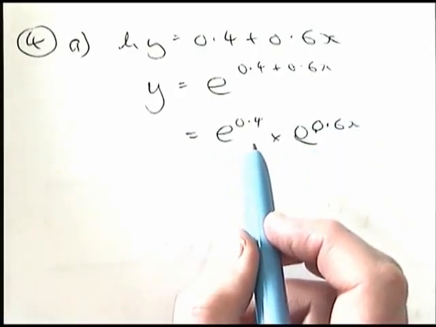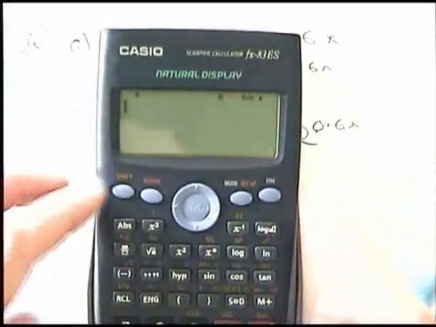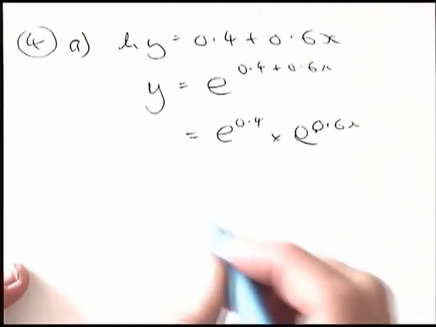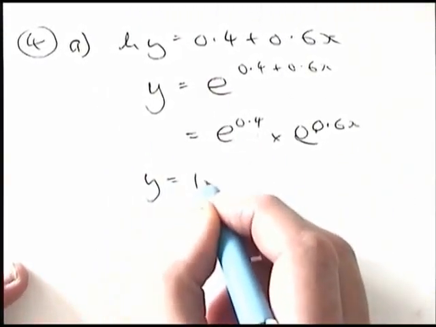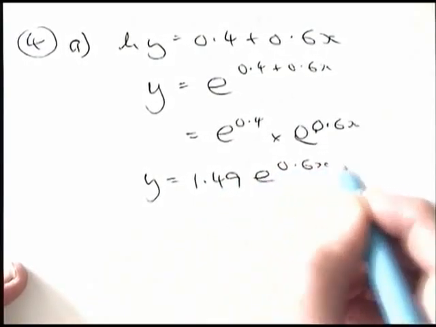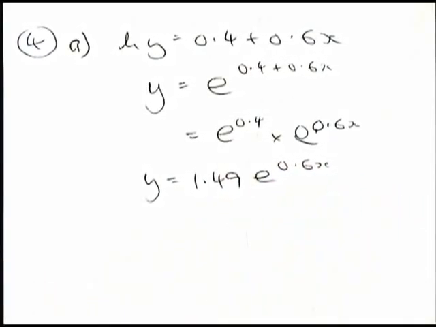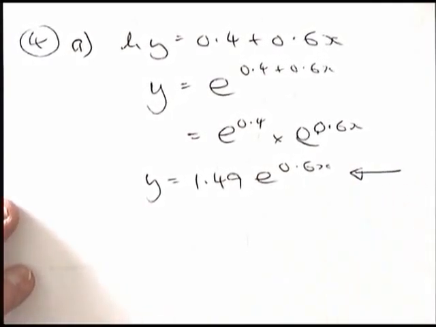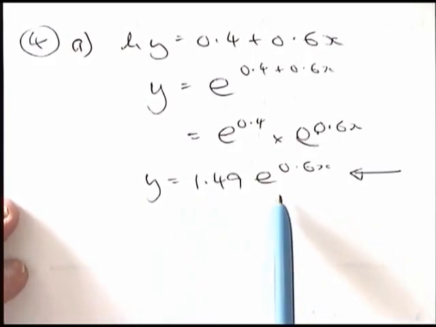E to the 0.4, that's just a number. We can do it on a calculator. E to the 0.4 is 1.49. So this is now y equals 1.49 e to the 0.6x. And that is quite acceptable as your answer. You've done the simplifying. You've got it here as y equals some function of x.